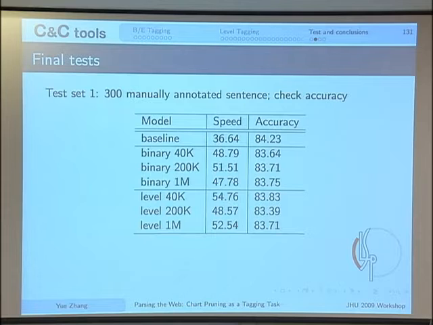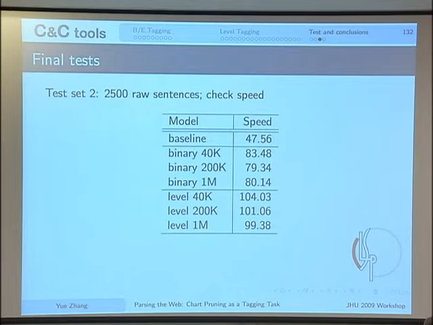This is the result for the first set, where we find that using both binary and level tags, we can achieve speed improvement with a little bit of loss of accuracy. Using this set of data, we're mainly concerned that we don't lose a lot of accuracy. And this is not a very good indication of the speed up we have, simply because of the small amount of data.